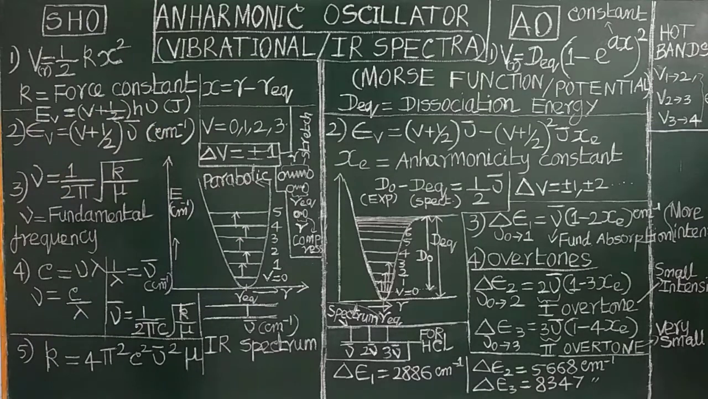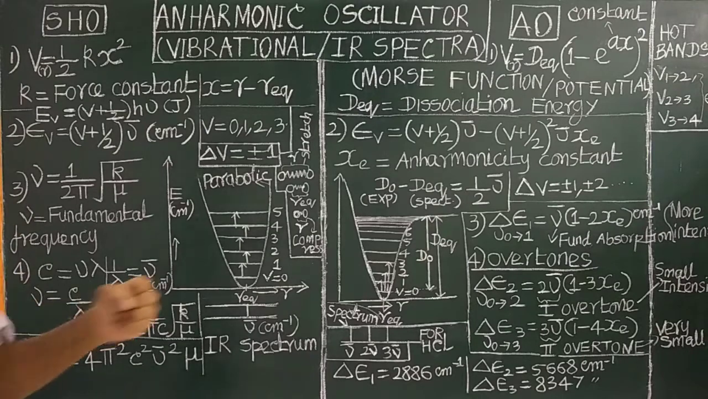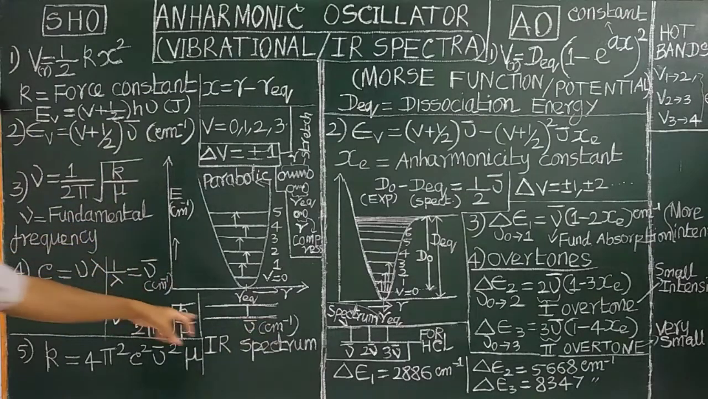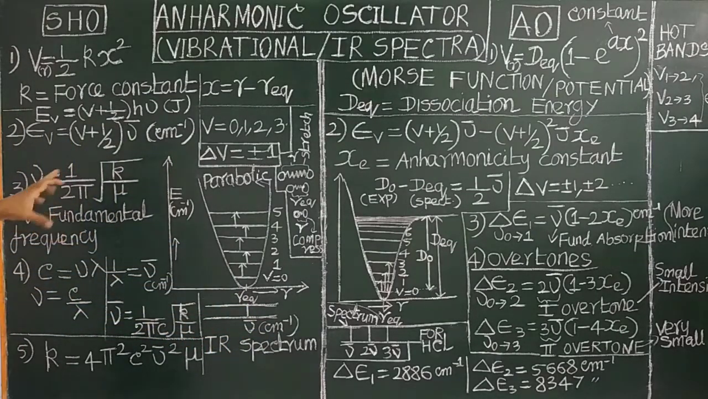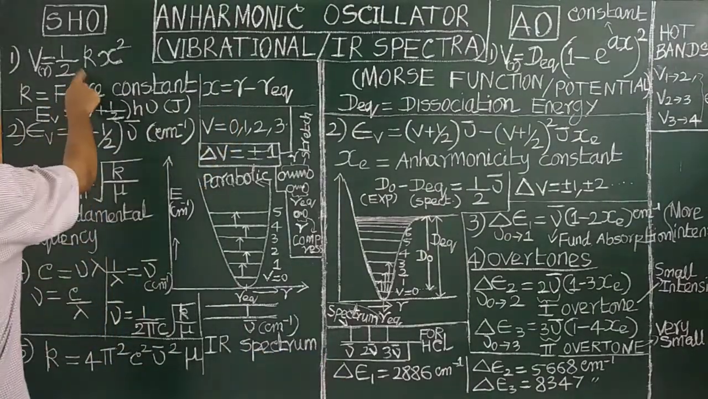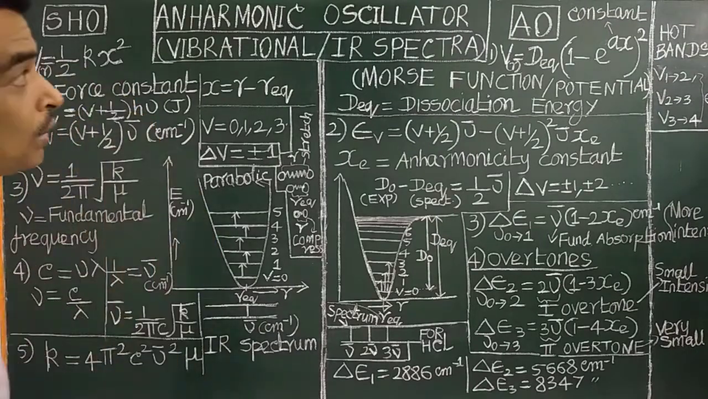Here nu is the fundamental oscillation frequency, the fundamental vibration frequency. This is the wave number in terms of nu. The fundamental frequency of oscillation is obtained using 1 by 2 pi square root of k by mu. It is converted to wave number using this expression, and similarly the force constant is obtained. Now let us see this is the potential energy expression used for the simple harmonic oscillator.